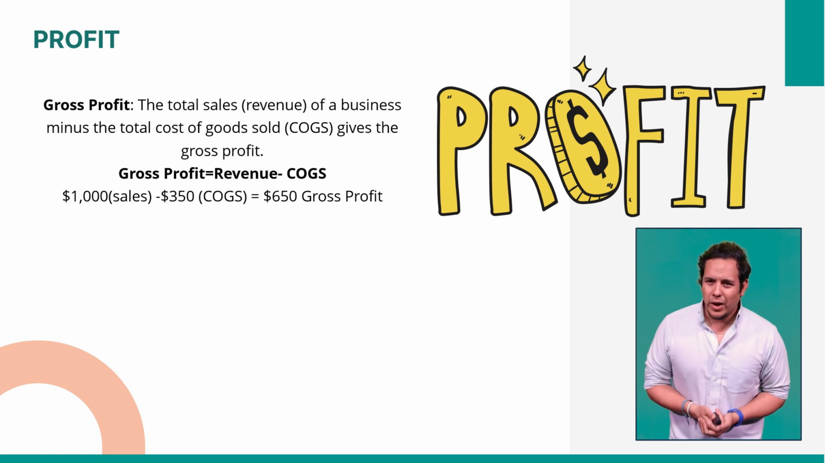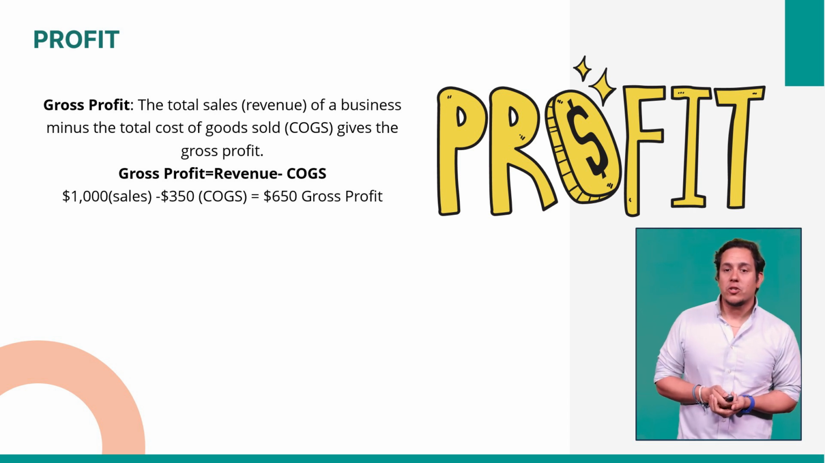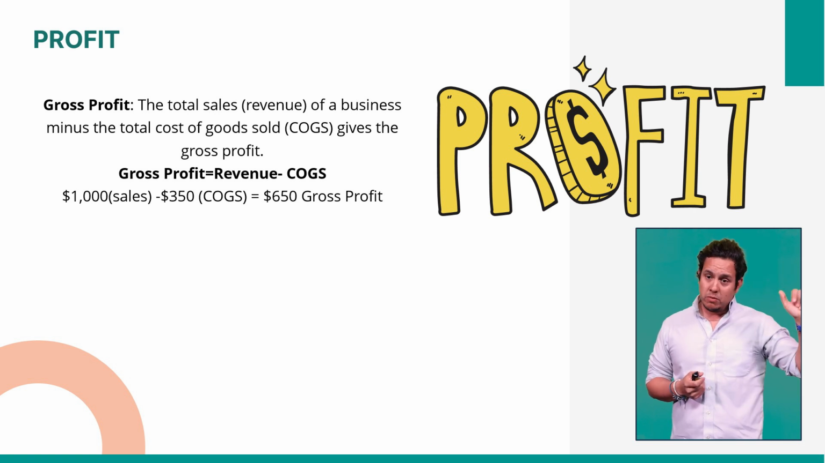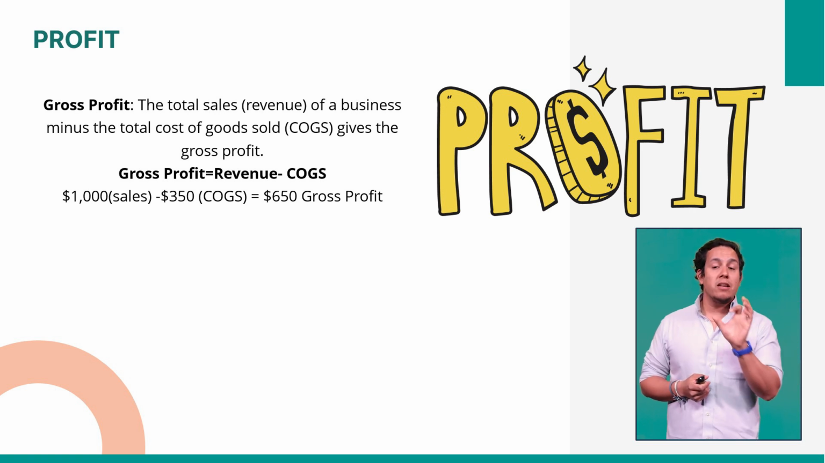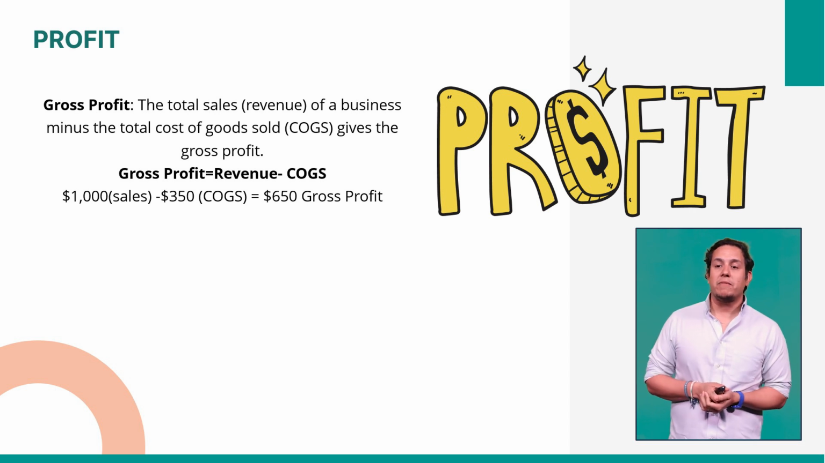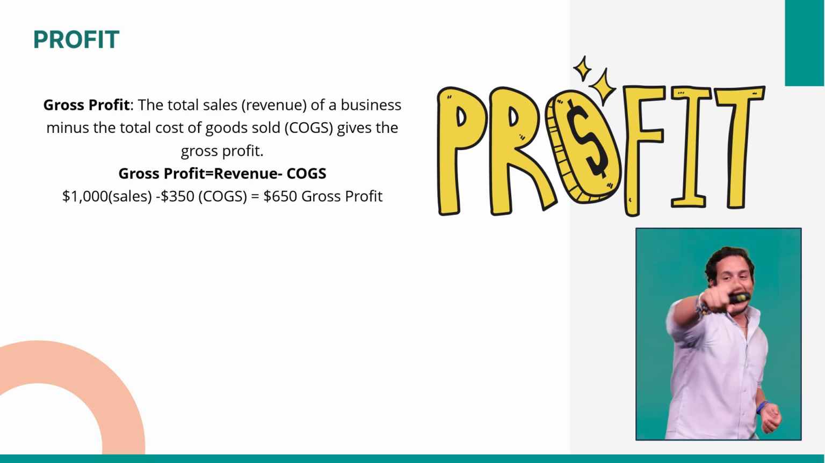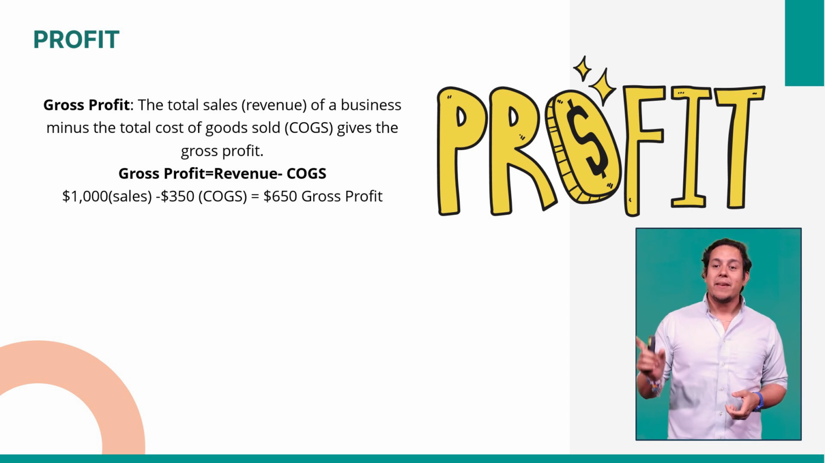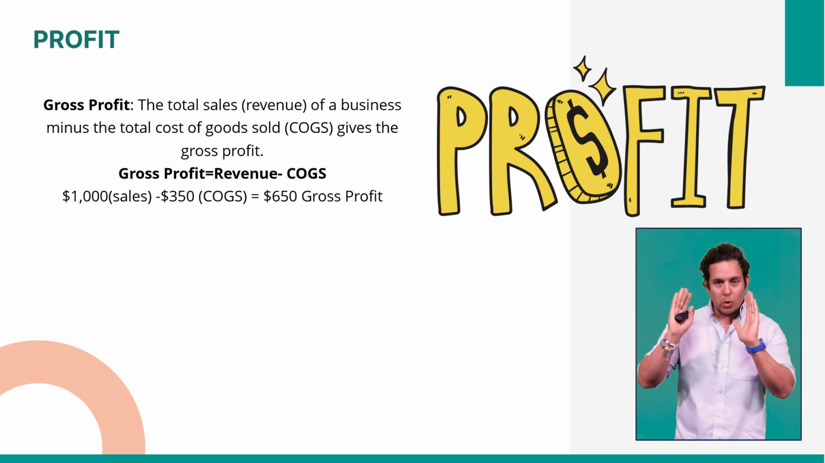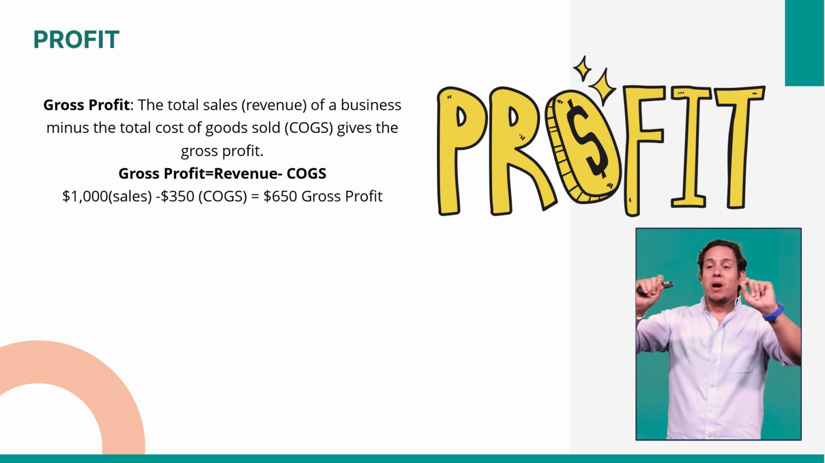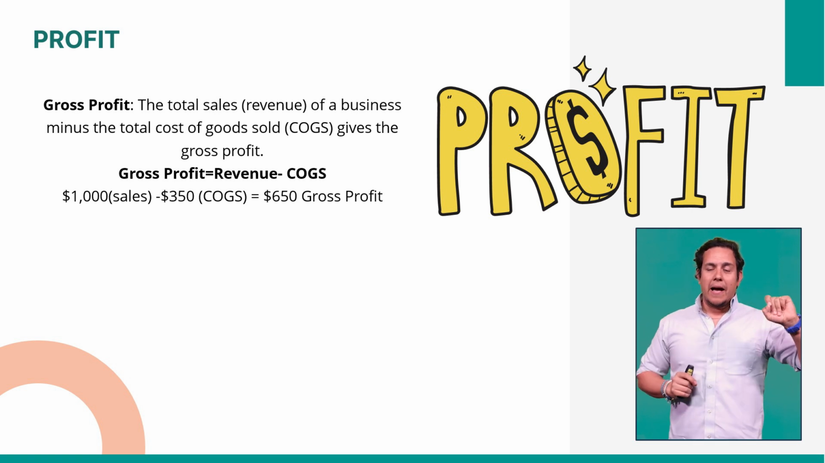Here we go. Okay, we've got a little example here on your screen. If we have $1,000 in sales, revenue, minus $350 in cost of goods, all the variable expenses, that's going to give us $650 of, you got it, gross profit. That's what it is right now. We've got this gross profit here of $650.